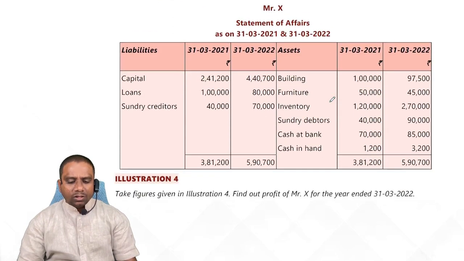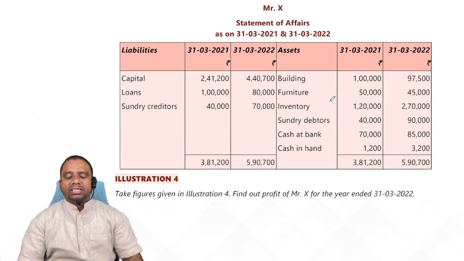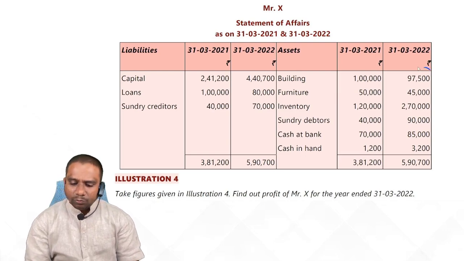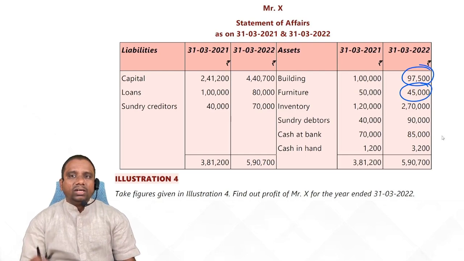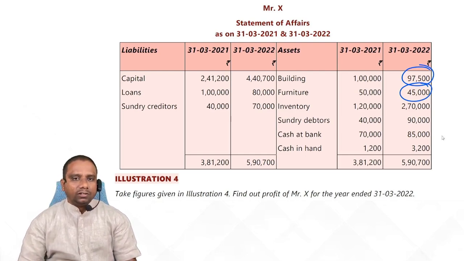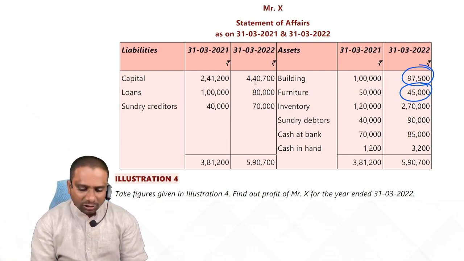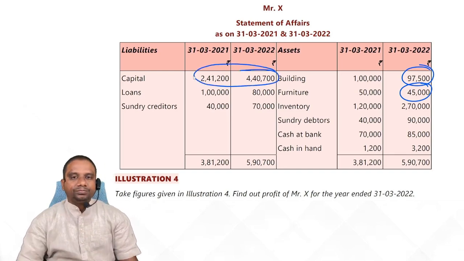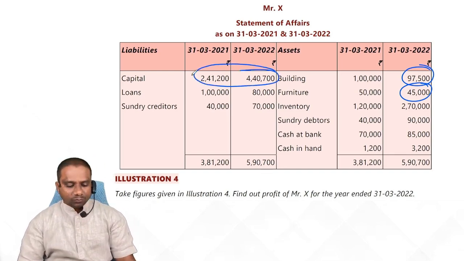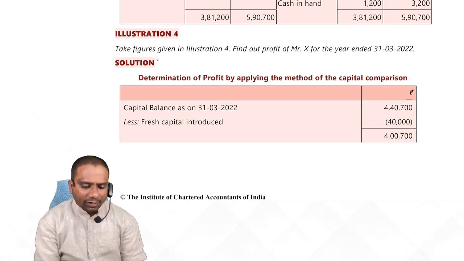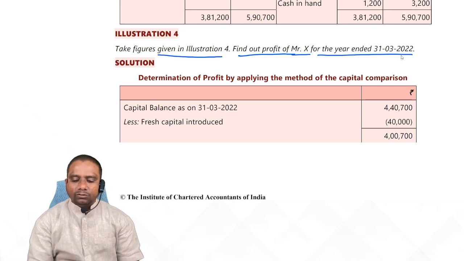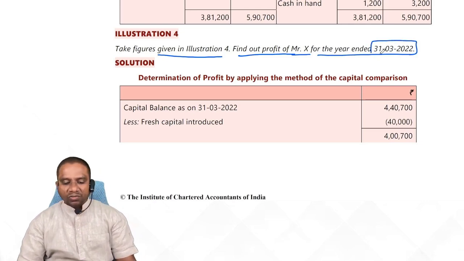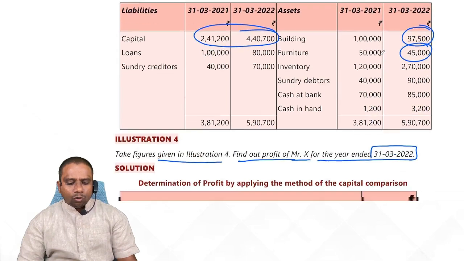Simple, students, look at whatever assets and liabilities information we have, and with that prepare this statement of affairs. The important concept here is building. After depreciation, building we have to consider 97,500, and furniture also. Is it clear? So these are the closing capitals. That's it. Next one, look at illustration 4. Take figures given in illustration 4. Find out profit of Mr. X for the year ended 31st March 2022. Simple. What is the closing capital here? 4,40,000.